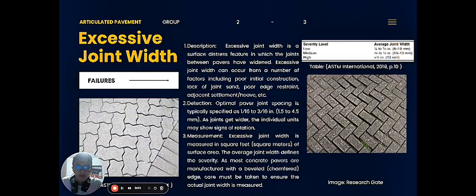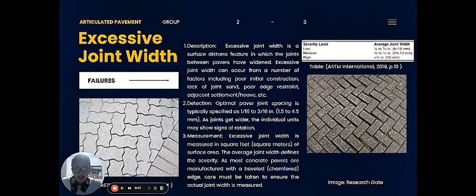Excessive joint width. Description: this is a surface distress feature in which the joints between pavers have widened. Excessive joint width can occur from a number of factors, including poor initial construction, lack of joint sand, poor edge restraint, adjacent settlement, heave, etc.